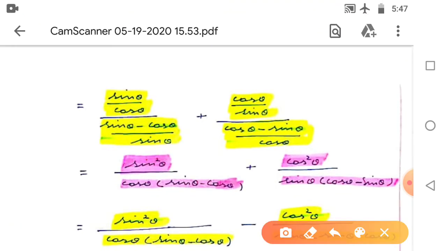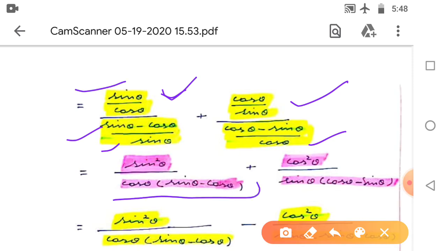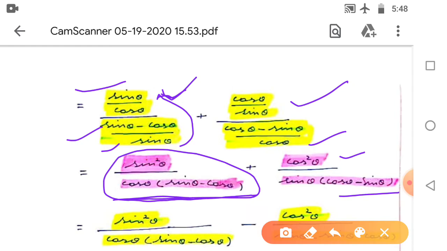Now take the LCM in the denominator as sin theta. So the numerator is sin theta upon cos theta, and the denominator becomes sin theta minus cos theta upon sin theta. Similarly here, cos theta upon sin theta, we take the LCM as cos theta, it becomes cos theta minus sin theta upon cos theta. And finally, this is sin theta upon cos theta into sin theta upon sin theta minus cos theta, right? So finally it becomes like this. This sin theta goes up. So this is sin square theta upon cos theta into sin theta minus cos theta, and here cos square theta upon sin theta into cos theta minus sin theta.